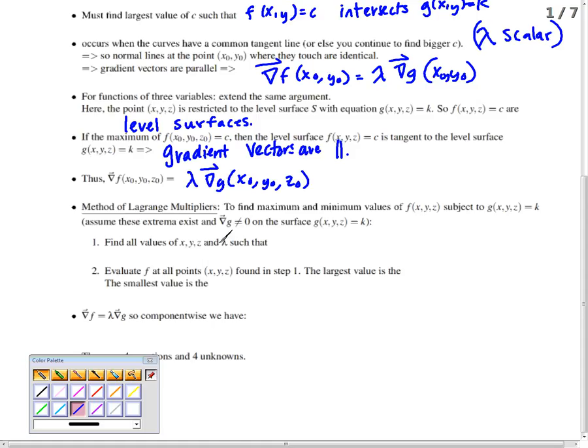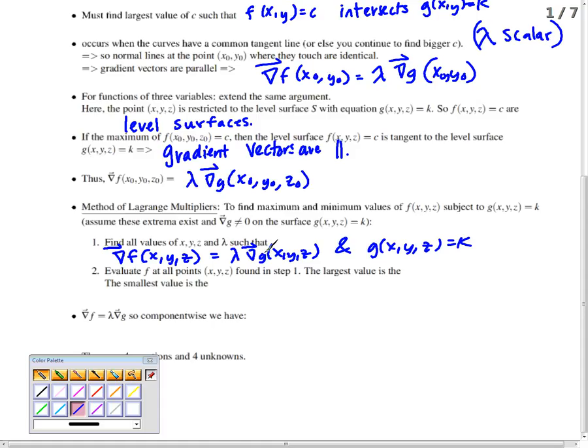X, y, z, and lambda, such that, here's your equation. The gradient of f of x, y, z equals lambda times the gradient of g of x, y, z, and g of x, y, z equals k. You're going to solve equations. You have this equation and this equation.